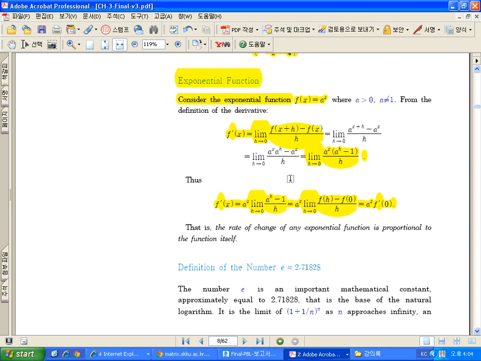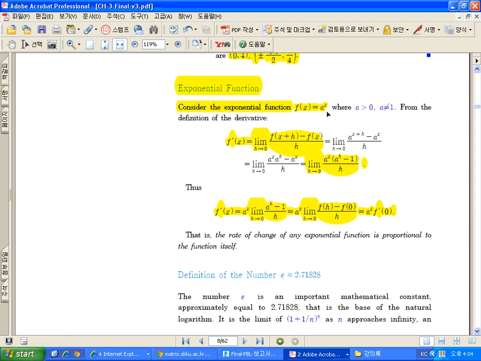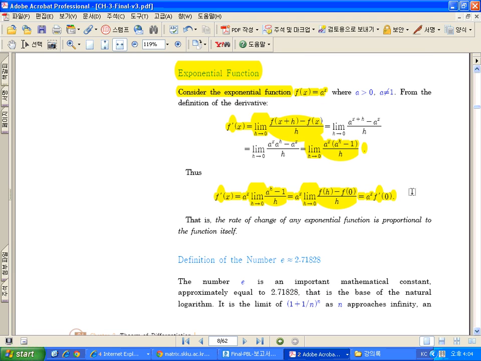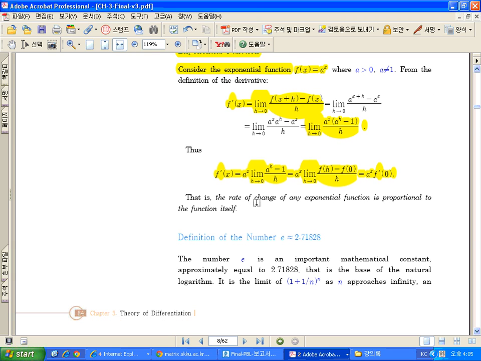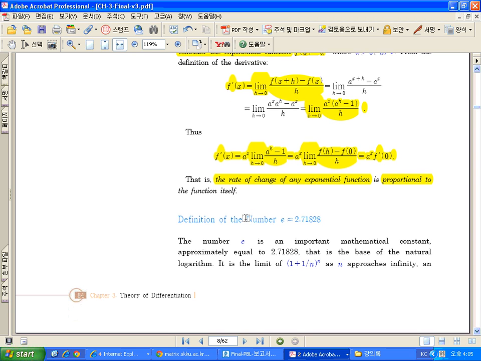So even for an exponential function like this, you can find the derivative without much difficulty from the definition. Okay, what this means is the rate of change of any exponential function is proportional to the function itself. You see, the derivative of the exponential function is that same exponential function times some constant. Okay, so that's what this sentence says.